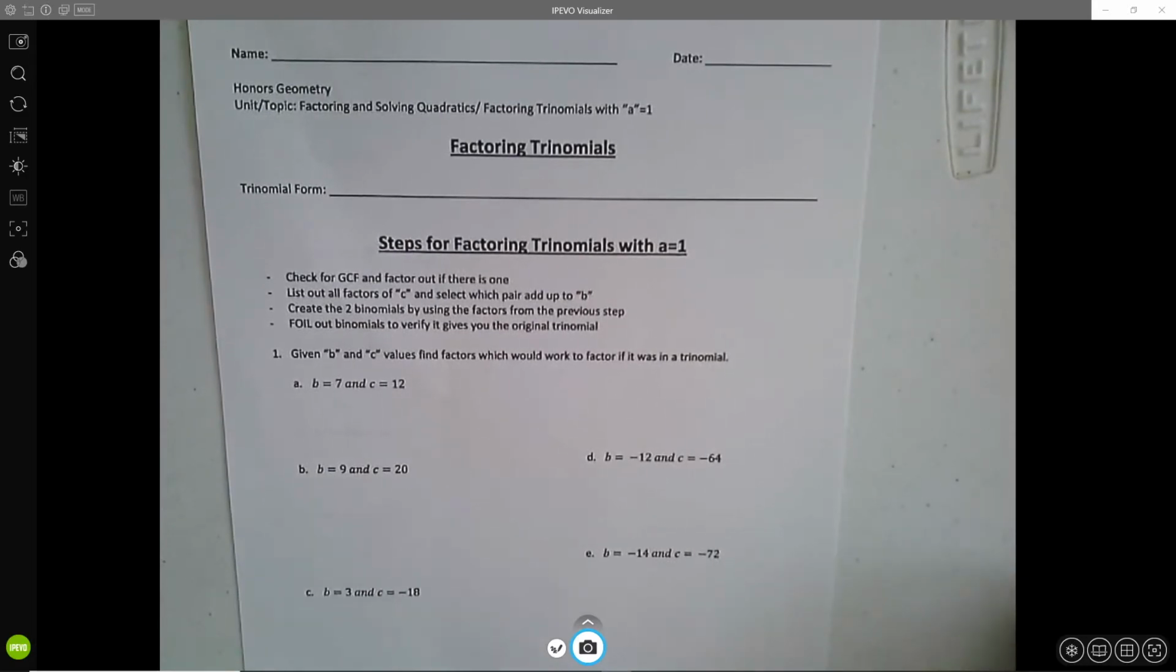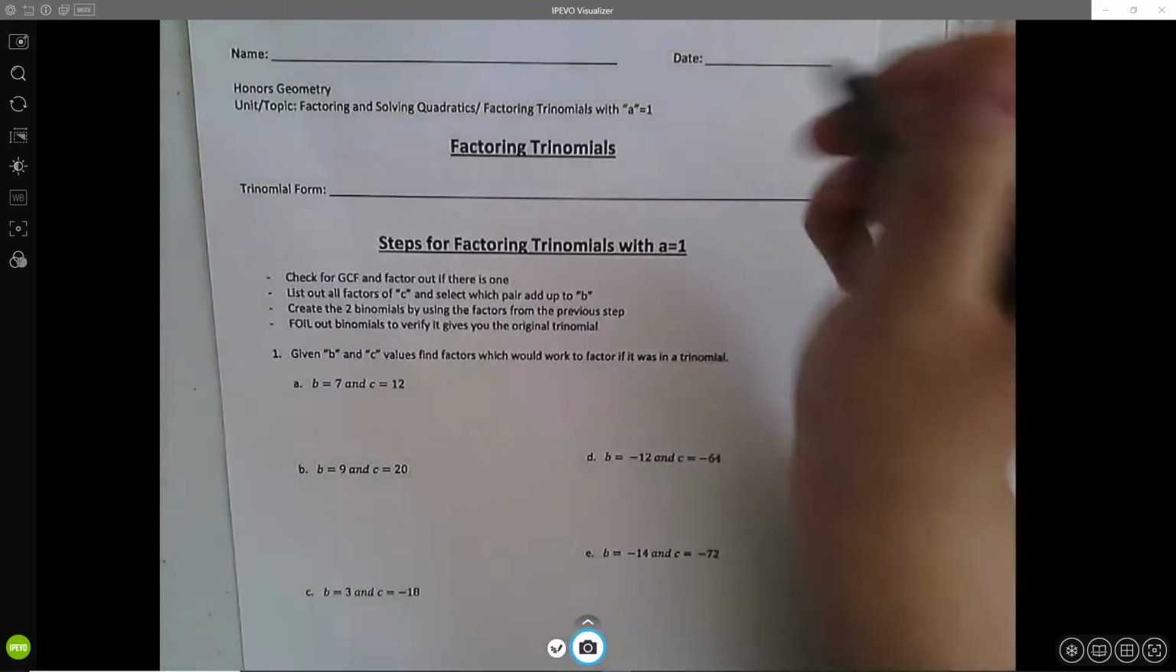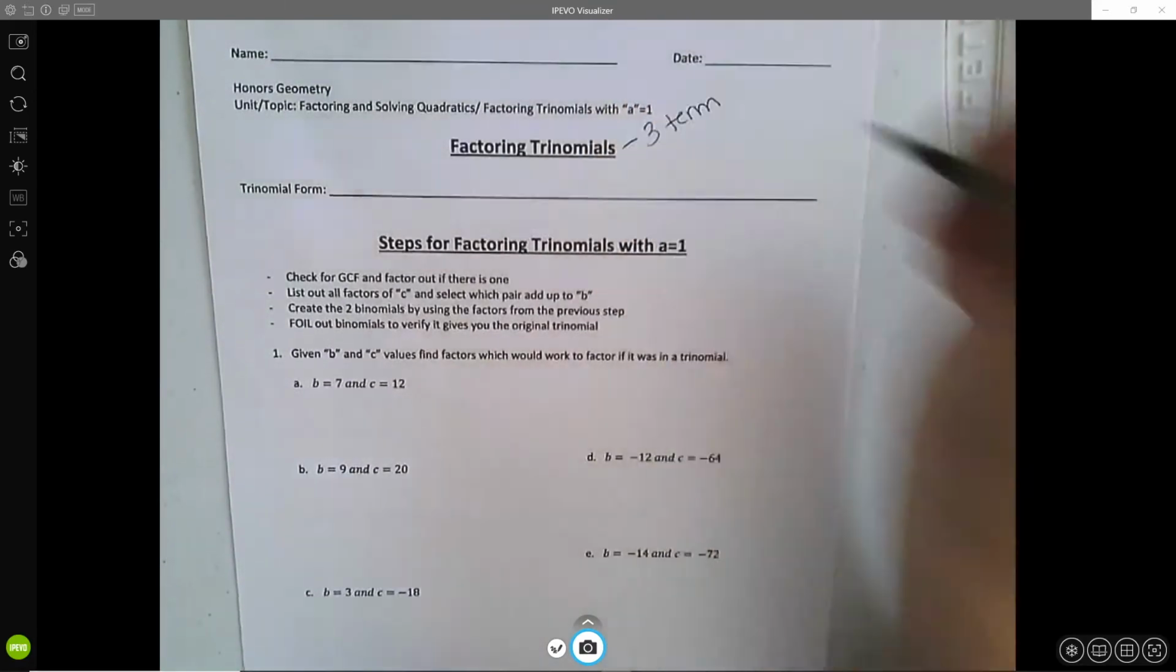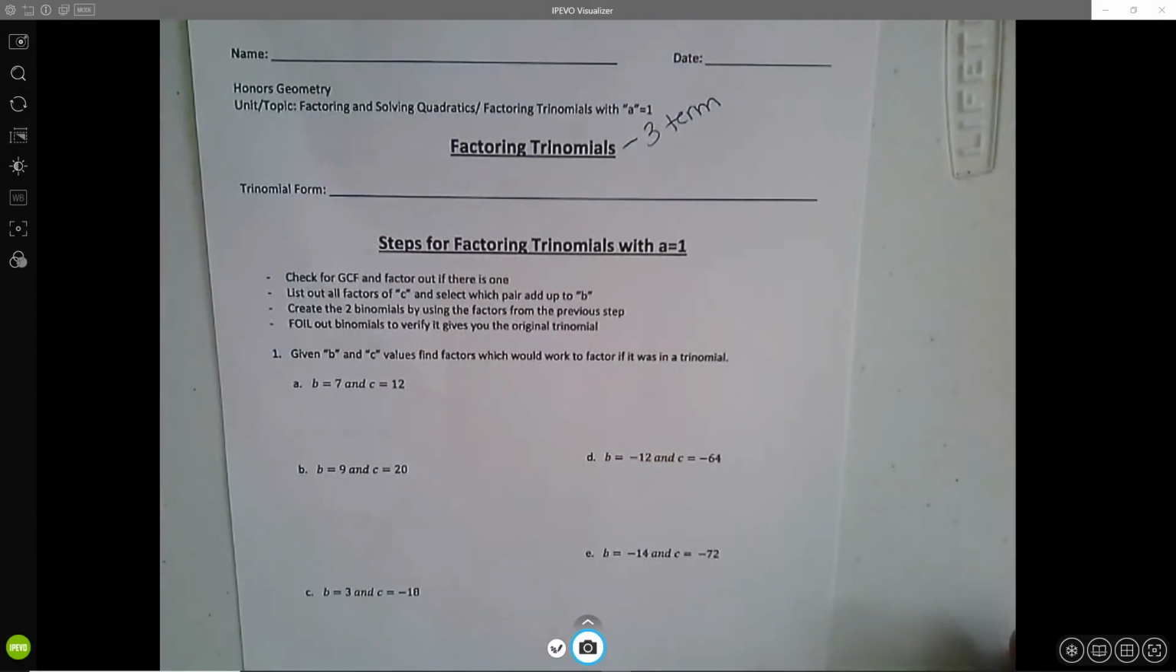So first off, trinomial should stand out as a vocabulary word you heard before the video. Remember, a trinomial is a polynomial that has three terms. So throughout this whole lesson, which we're going to be dealing with trinomials for a couple of lessons, all of these are going to have three terms.